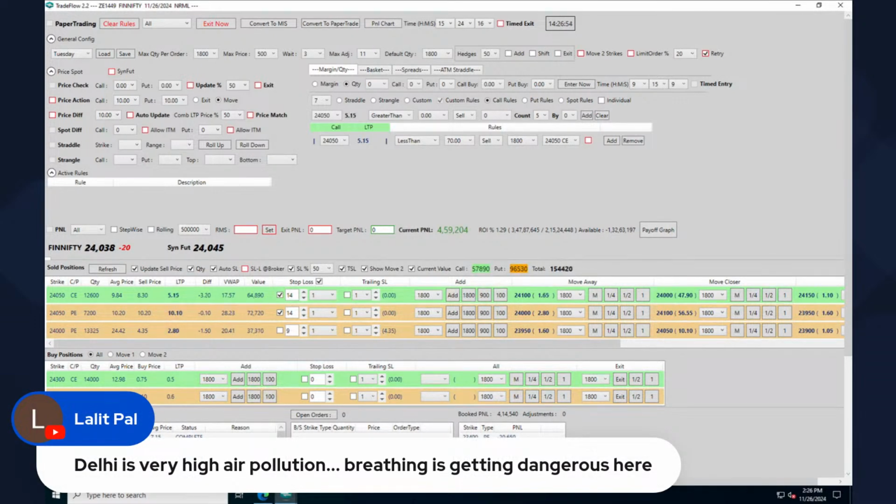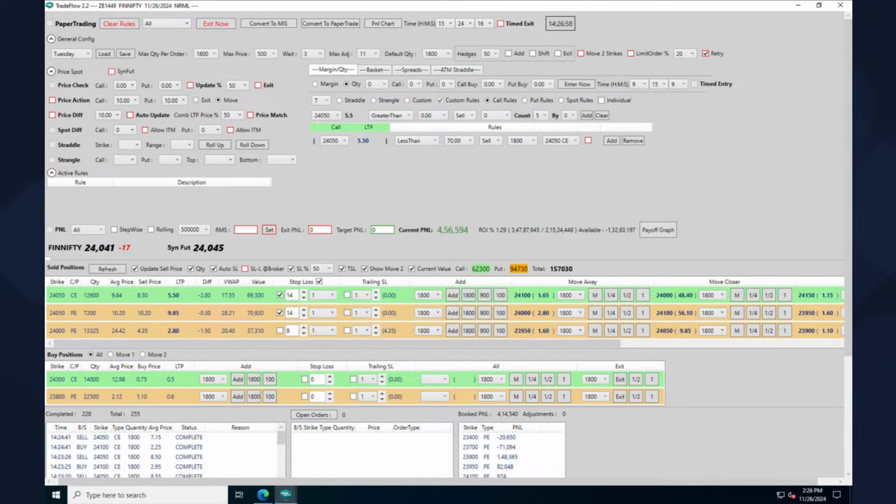Delhi is high, very high air pollution. Breathing is very. I know. I've been following the news, and it's unfortunate. I hope it will recover soon.